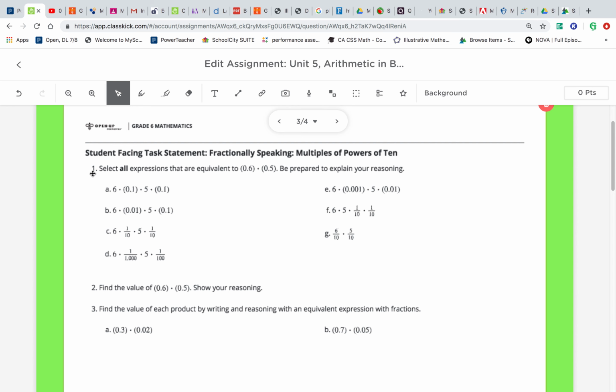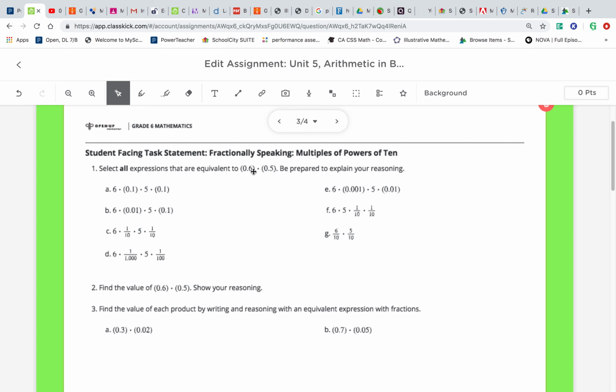All right, so the question asks us to select all expressions that are equivalent to 0.6 times 0.5, and be prepared to explain your reasoning. What's interesting about this is they haven't yet asked us to even find out what this is. They'll do that later on down here. We first want to understand what this means, how it works. That's what's important about this.